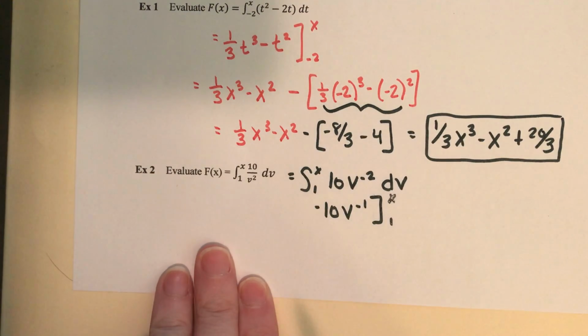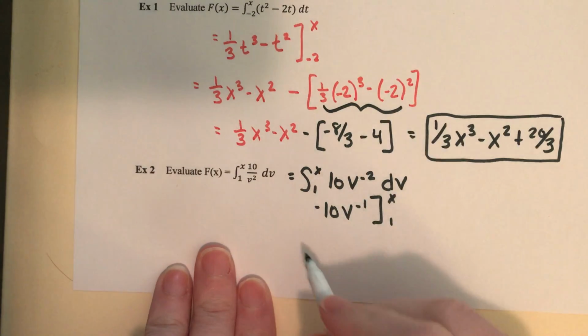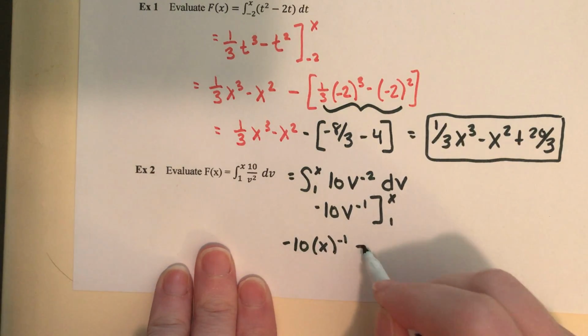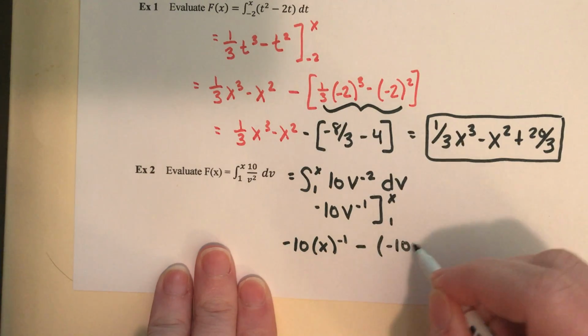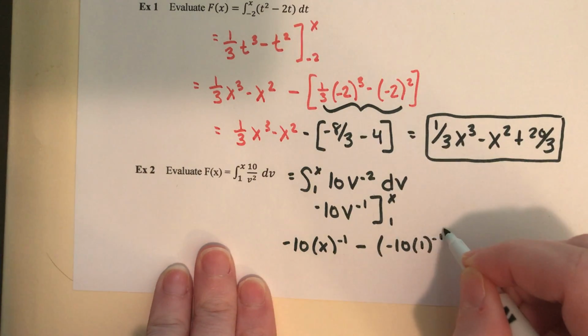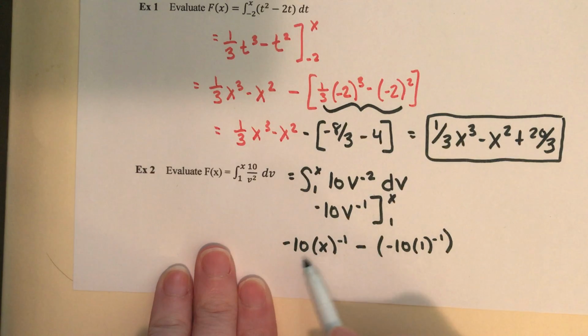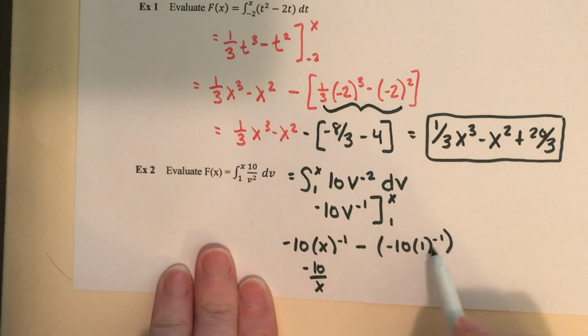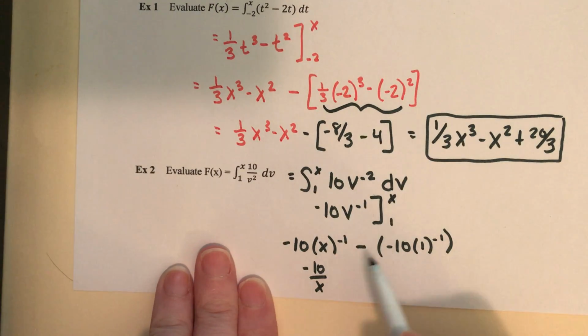I'm evaluating from 1 to x. Okay, now we're going to do top minus bottom. So I'm going to plug x in first, minus, and I'm going to plug 1 in next. So over here, this gives me negative 10x to the negative first, or we can write that as negative 10 over x. And then over here, 1 to the negative first is still 1, so negative 10 times 1 is negative 10. That would turn it into a positive 10.